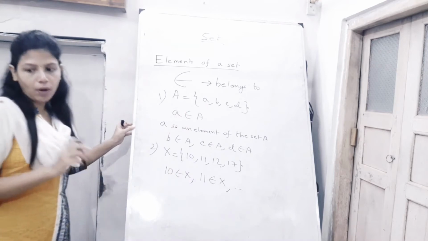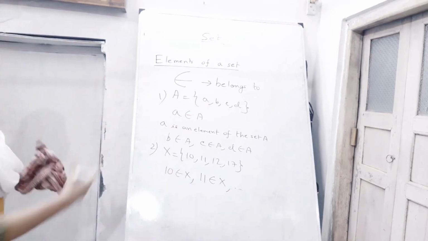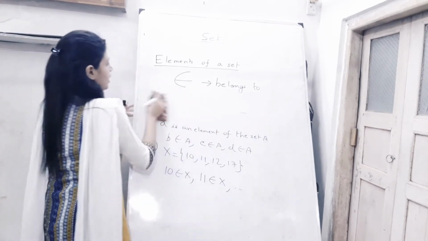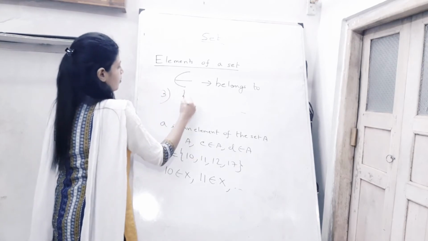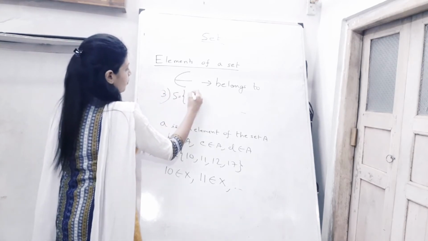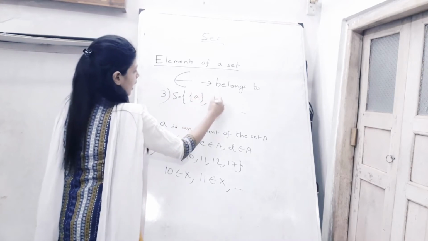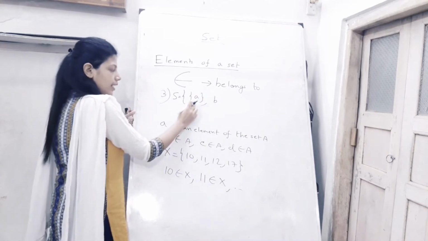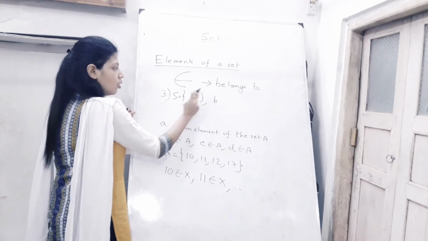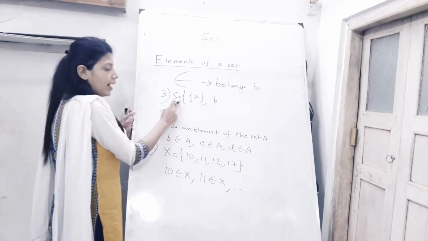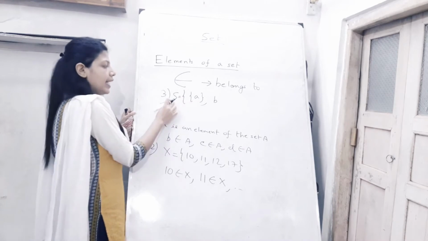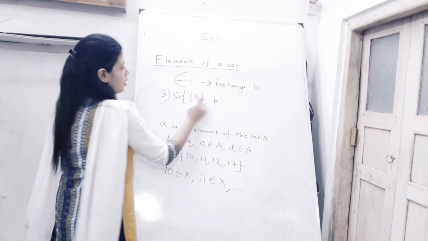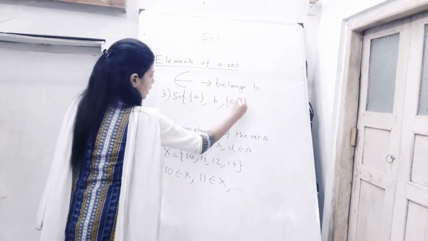Suppose I take one set, S equals A itself, a set here. Second bracket means a set. So this one is a set which is also an element of another set. Means one set I am writing S here. So within this set one element is itself a set. So A, B, suppose C, B.